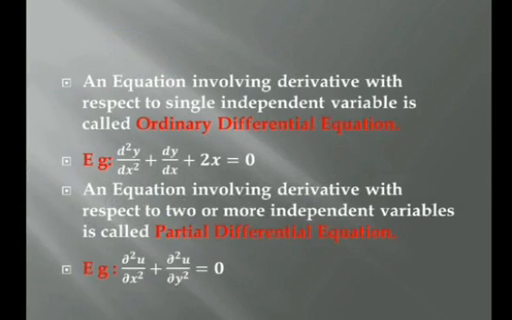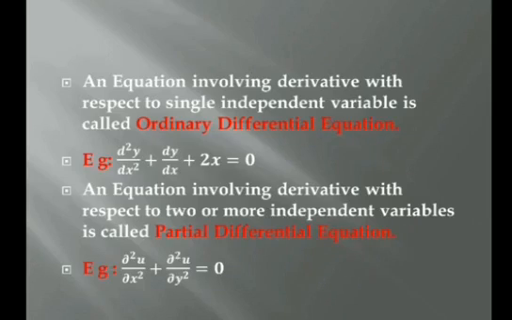An equation involving derivatives with respect to a single independent variable is said to be an ordinary differential equation. In this example we have d square y divided by dx square plus dy divided by dx plus 2x is equal to 0. Here we see the single independent variable, that is denoted by x.